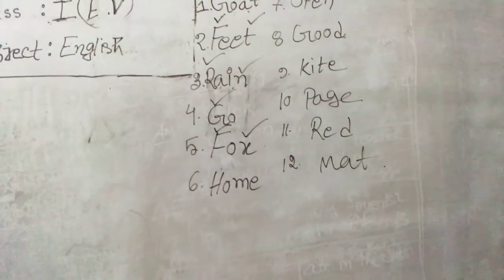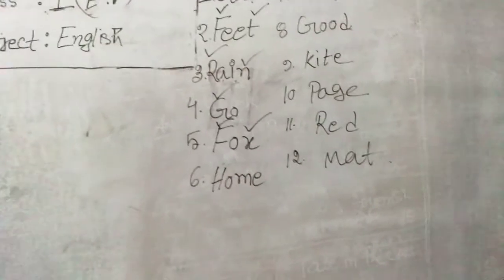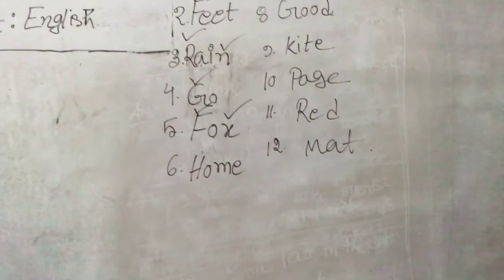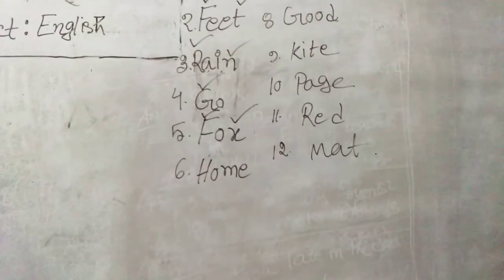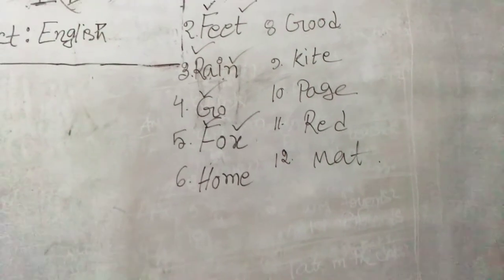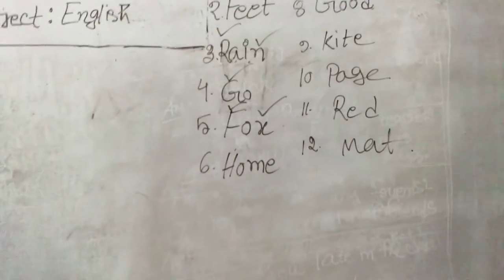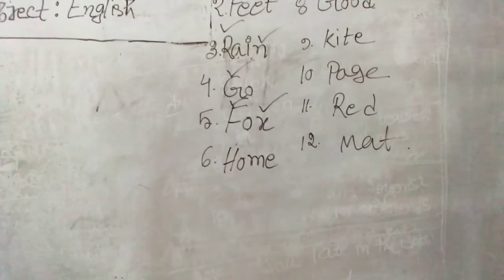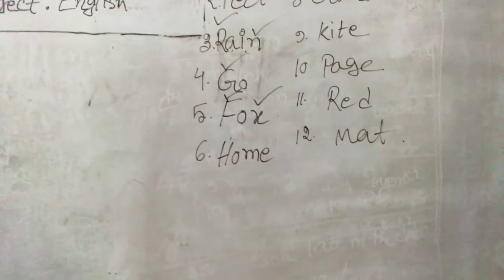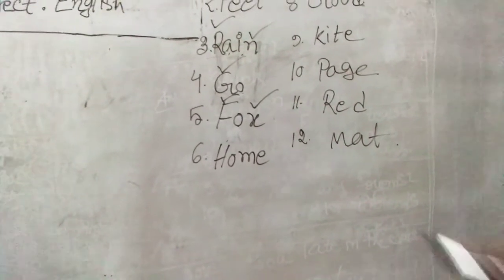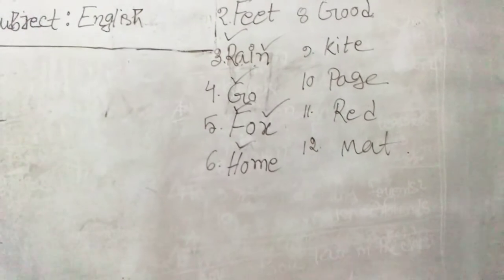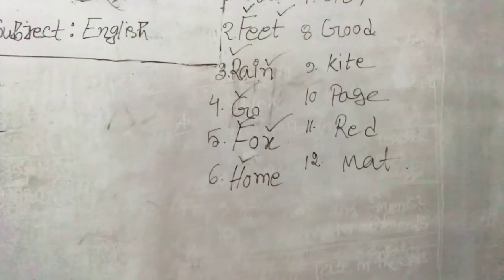Isn't it? Okay. Now number 6 is H-O-M-E. What does it mean? It's home. Home means shelter. Home means house. Okay. So from H-O-M-E, what are the consonants? Is H a vowel or consonant? Of course, it is a consonant. So on the consonant, I should put a tick mark.